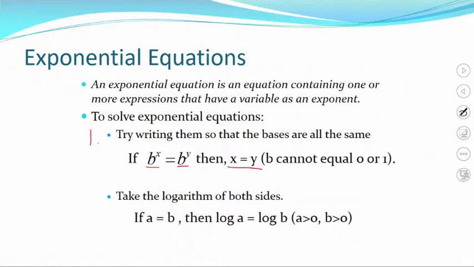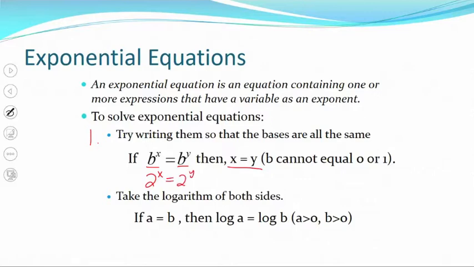So an example of this, if I said 2 to the x power was equal to 2 to the y power, well, that would, of course, imply that x is the same thing as y. Because if it ends up being 2 to the 4th power, then the other one would also have to be 2 to the 4th power, so they would have to be equal.